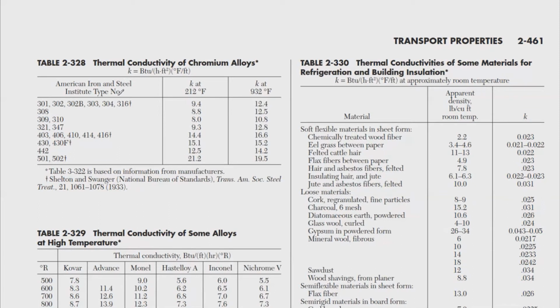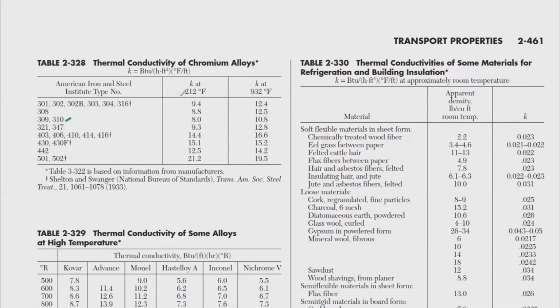But in case you're given a problem that says only that it is a steel type, then you can usually assume that it is iron with a small amount of carbon. So with that, let's take a look at the AISI, the American Iron and Steel Institute type number 310. So that is this one, 310. At 212 degrees Fahrenheit, that is 8. And at 932 degrees Fahrenheit, that is 10.8.